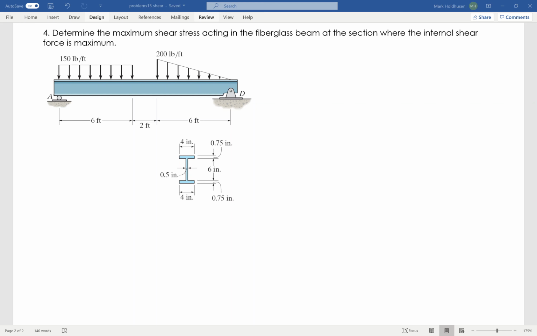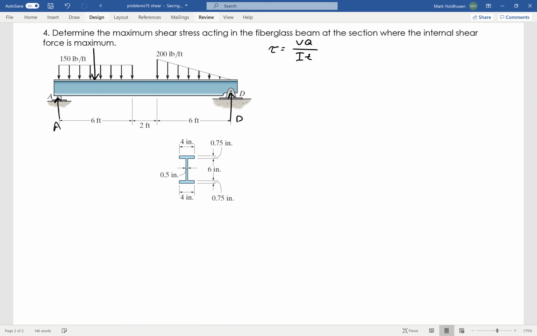Okay, I want to find the maximum shear stress in a beam such as this. Again, what's driving the equation is tau equals VQ over IT. And the first thing I need to do here is figure out exactly where and what the maximum shear force is. So I'm going to call this one A, call this one D. Again, I'm going to figure these guys out.